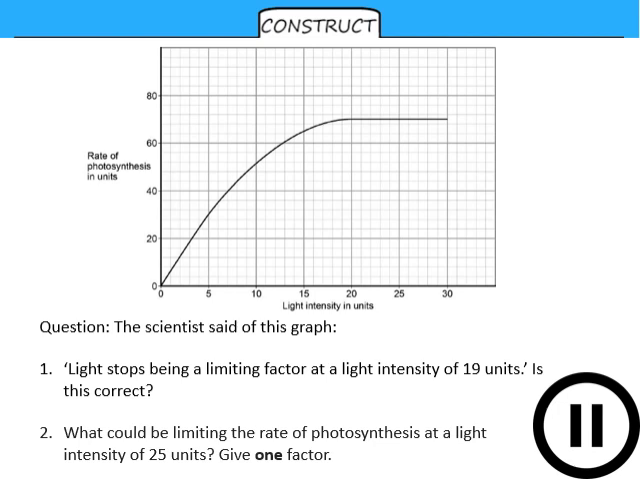So question one, the scientist says this: light stops being a limiting factor at a light intensity of 19 units. Looking at the graph, you decide, is this correct? And the second question, what could be limiting the rate of photosynthesis at a light intensity of 25 units? Give one factor. So pause the video whilst you answer this question.